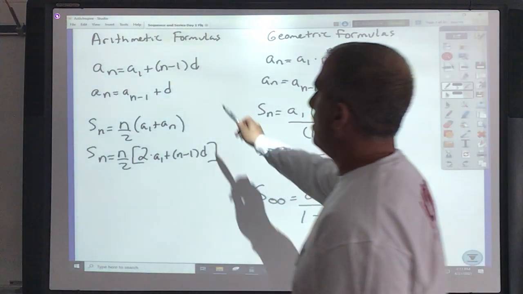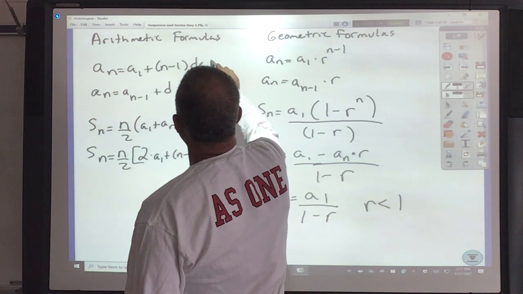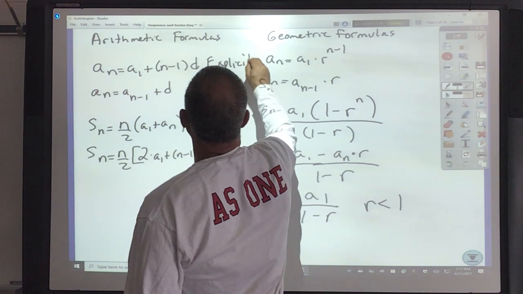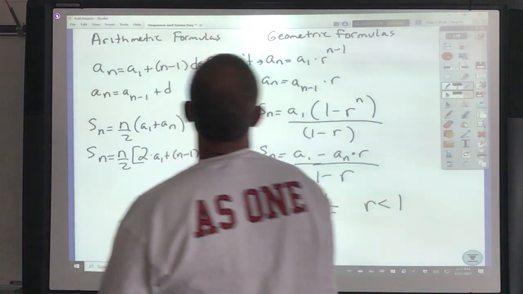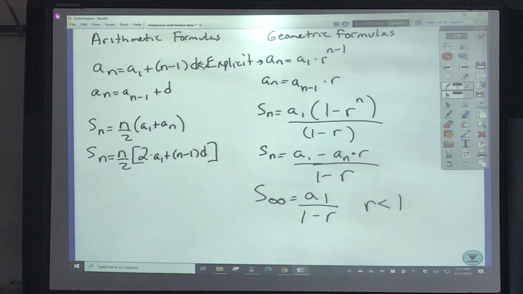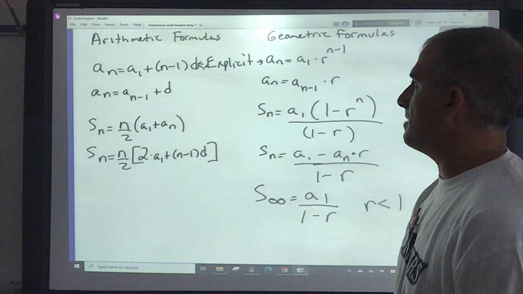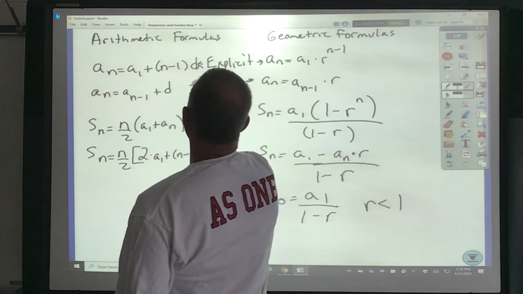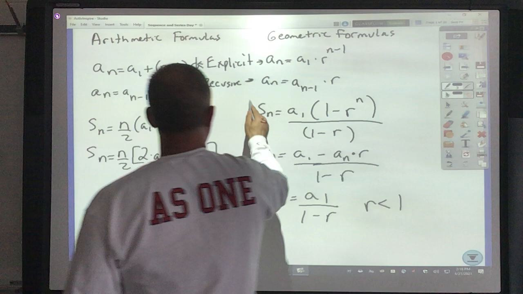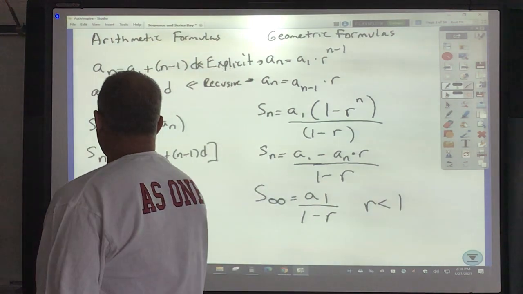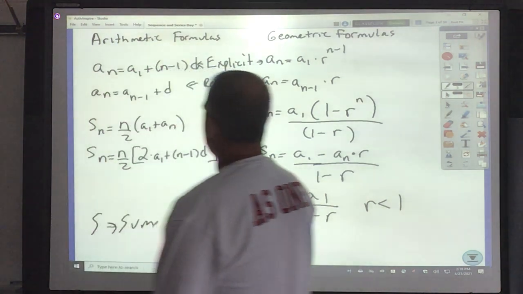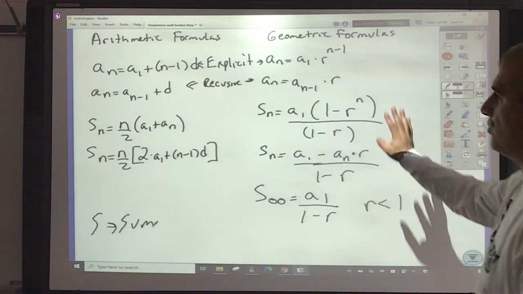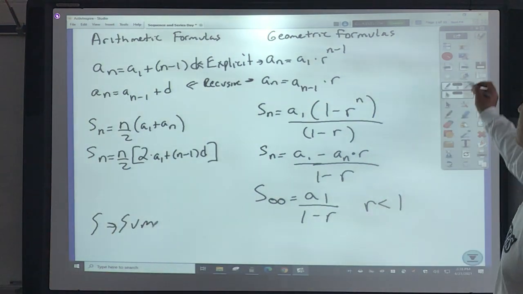The first two, this is the explicit formula, for both geometric and arithmetic. I'll explain what those letters mean. And this is the recursive. All of these involve sum, so the ones you see with the S involve sum formulas. We're going to talk about these throughout the course of the chapter. Just wanted to give them to you to start.